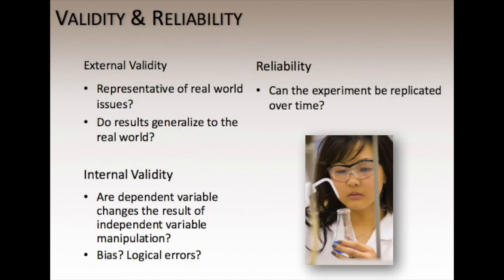Reliability refers to being able to replicate the results of an experiment over and over again. So for example, if I gave you a psychology exam and you got an A on it one time, and the next time you got a C on it, the next time you got an F on it, the next time you got an A on it, you would not be replicating your results, and therefore the exam would probably have low reliability.